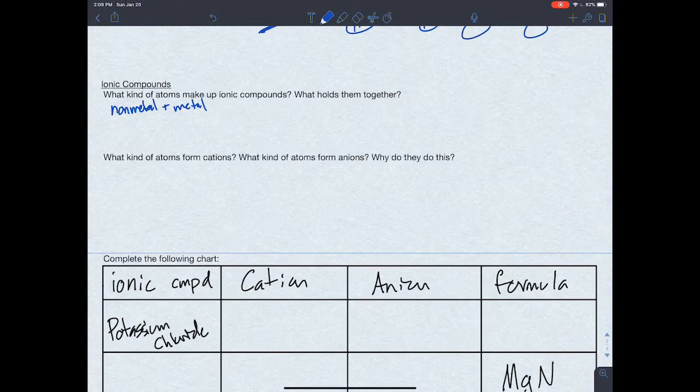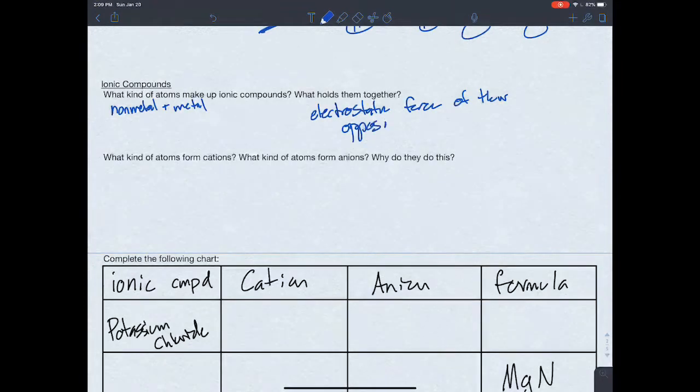So one becomes a cation, one becomes an anion, and what holds them together is the electrostatic force of their opposite charges, okay? So positive charge and negative charge attracted to each other holds them together. That's what holds together an ionic compound. One positive charge, one negative charge, and they're bonded together, okay? Let's move on to the next question.